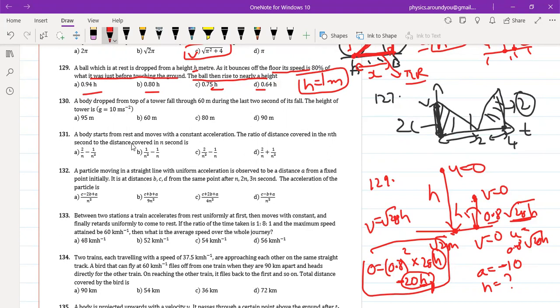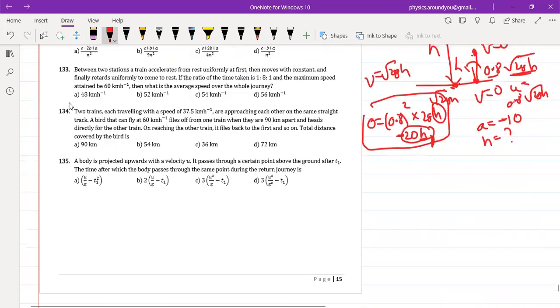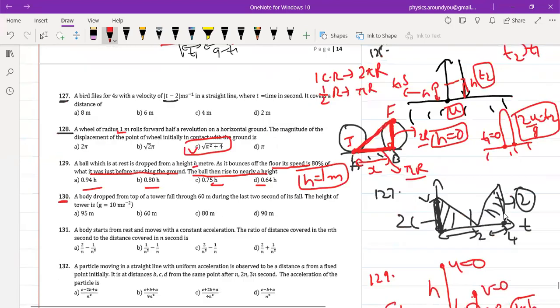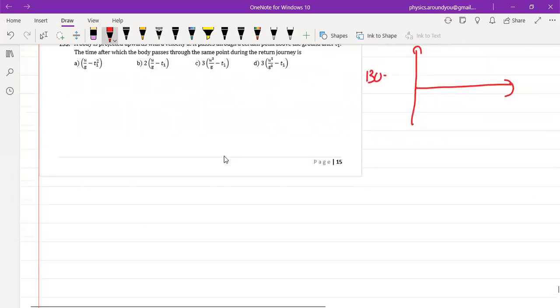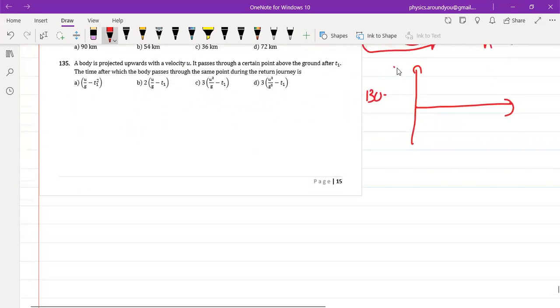And what about question number 130? Very cliche question, very frequently asked question. In the last 2 seconds, it covers 60 meters. What is the height of the tower? We sketch the VT graph. Last 2 seconds, it seems.